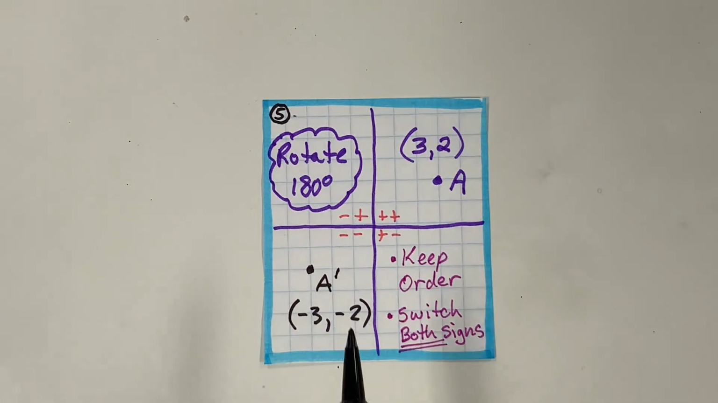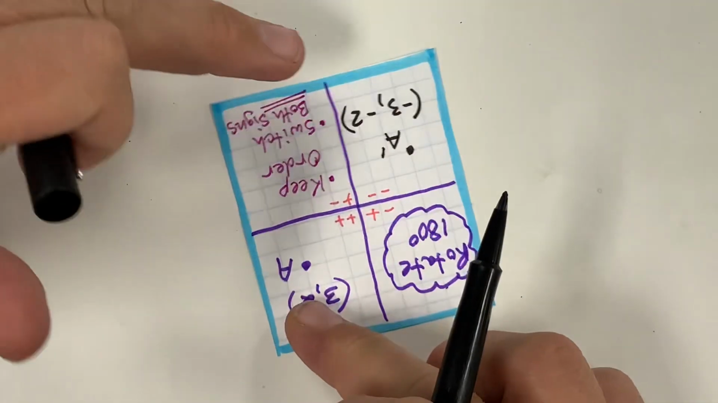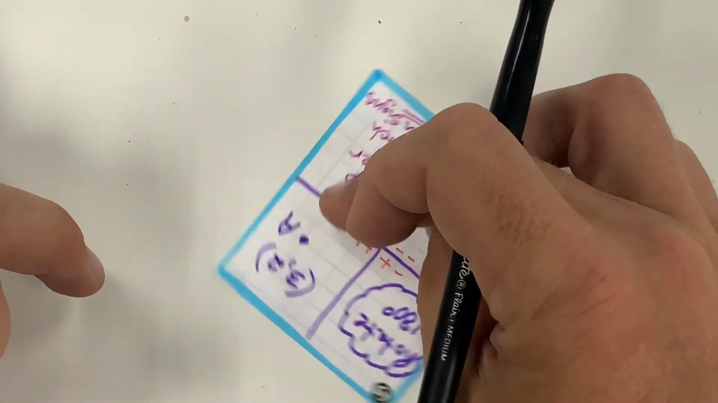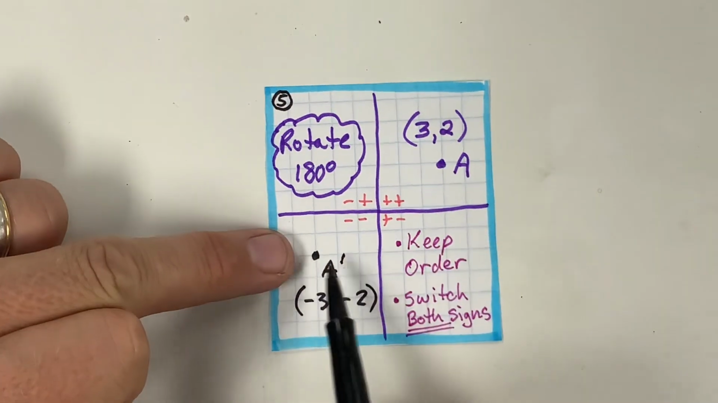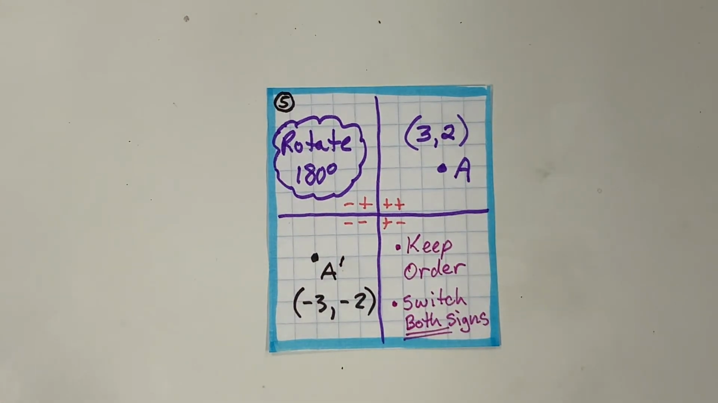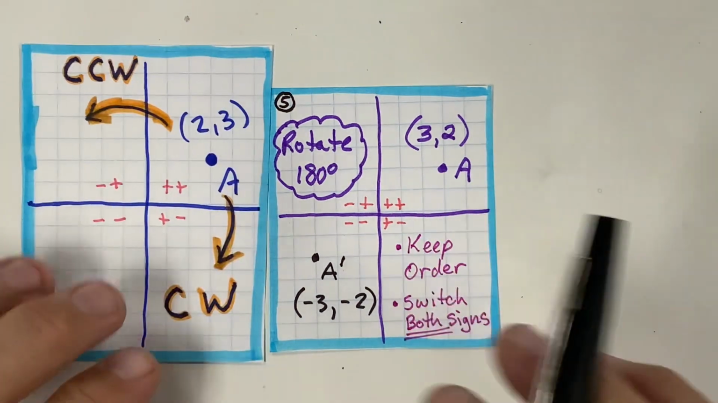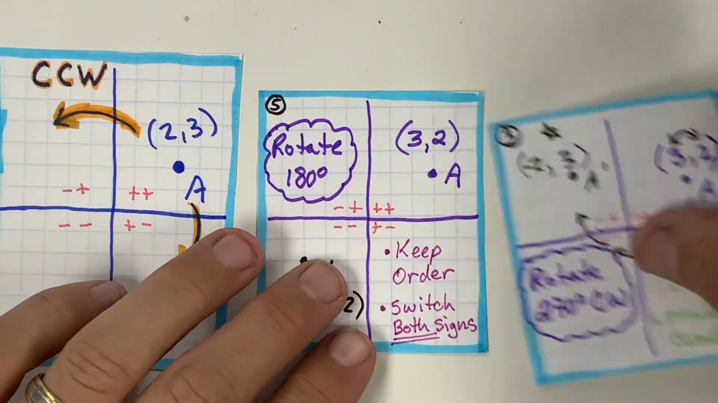So when doing rotations of 180, whether it's clockwise or counterclockwise this way, it doesn't matter because you're going to end up in this spot either way. Hopefully this video helps in getting you better at knowing rotations. Don't forget, here are the 3 things one last time.